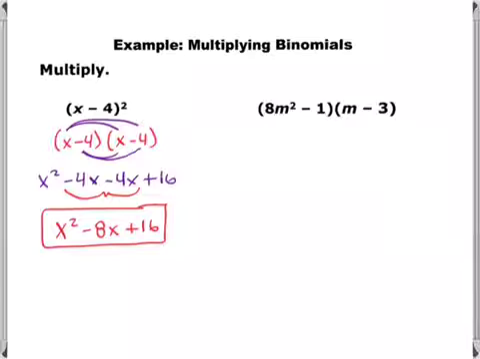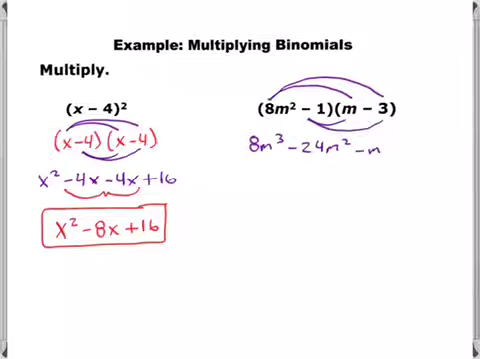The last one, same idea. We'll use FOIL. 8m squared times m gives us 8m cubed. 8m times negative 3 gives us negative 24m squared. Negative 1 times m is negative m. And negative 3 times negative 1 is a positive 3. This time we don't have like terms in the middle, so there's nothing we can do. So your final answer is just 8m cubed minus 24m squared minus m plus 3.